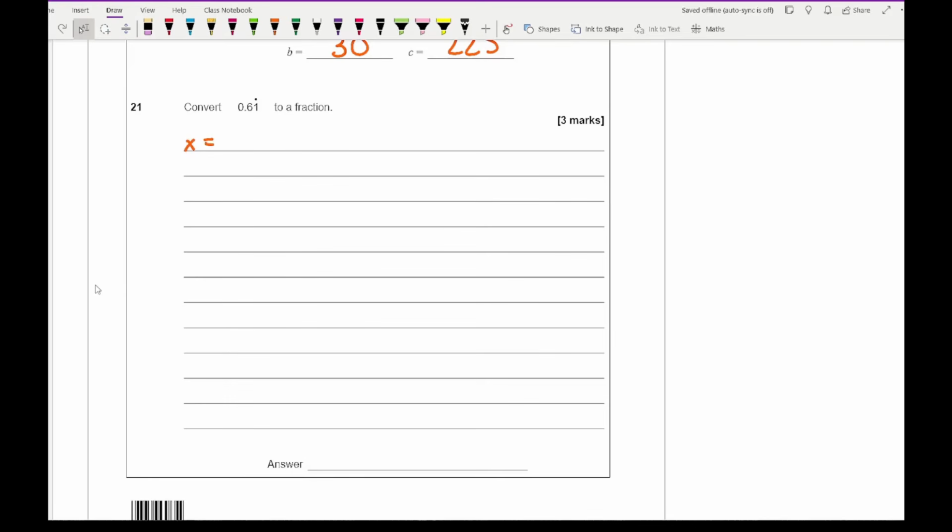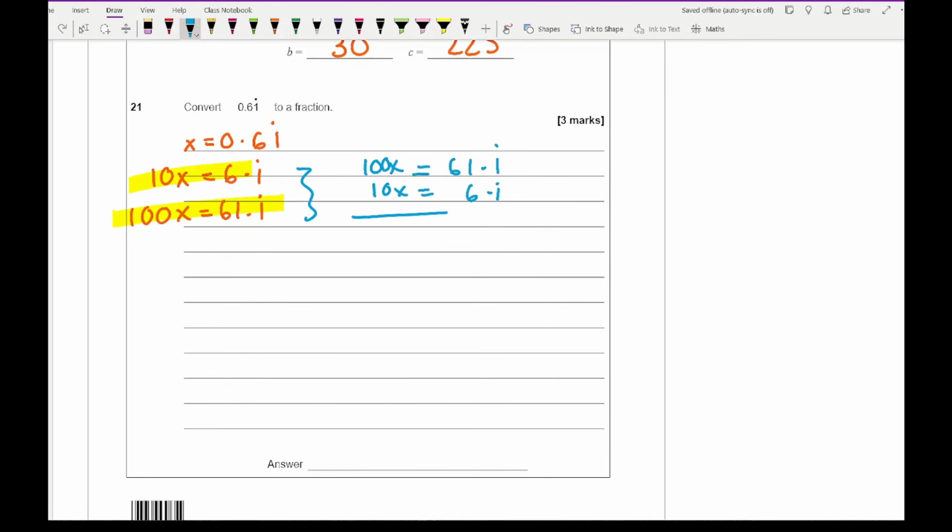So the first thing you want to do is make it equal to x. We then multiply it by 10, so we get 6.1 recurring. And then I multiply it by another 10, so I get 100x equals 61.1 recurring. Then taking these two equations, we get 100x and 10x, and that's 61.1 and 6.1 recurring. We take the two things away, so we end up with 90x equals 61 take away 6, which is 55.